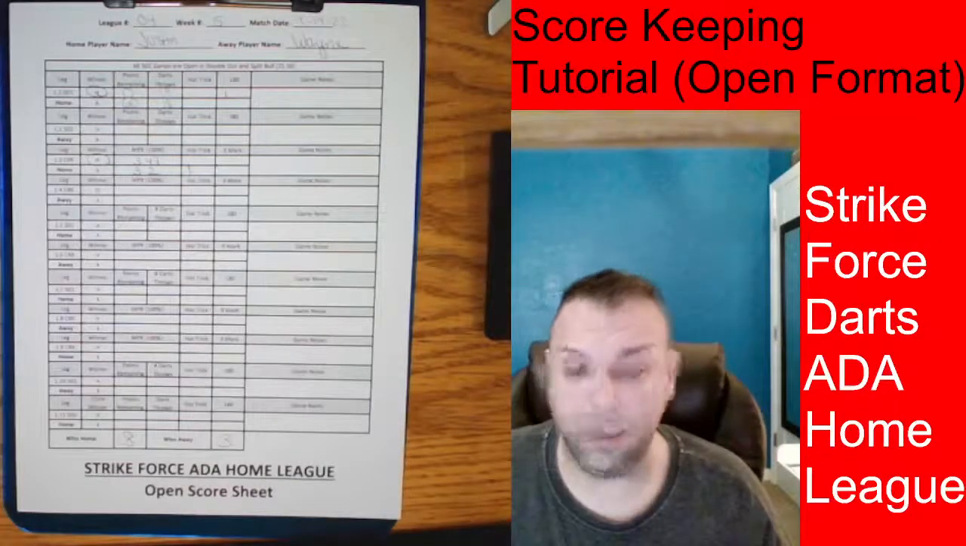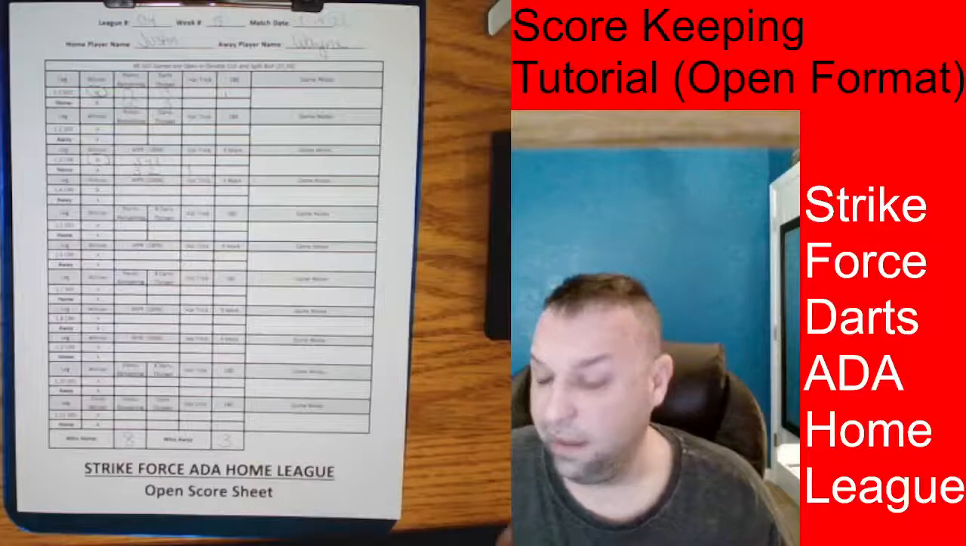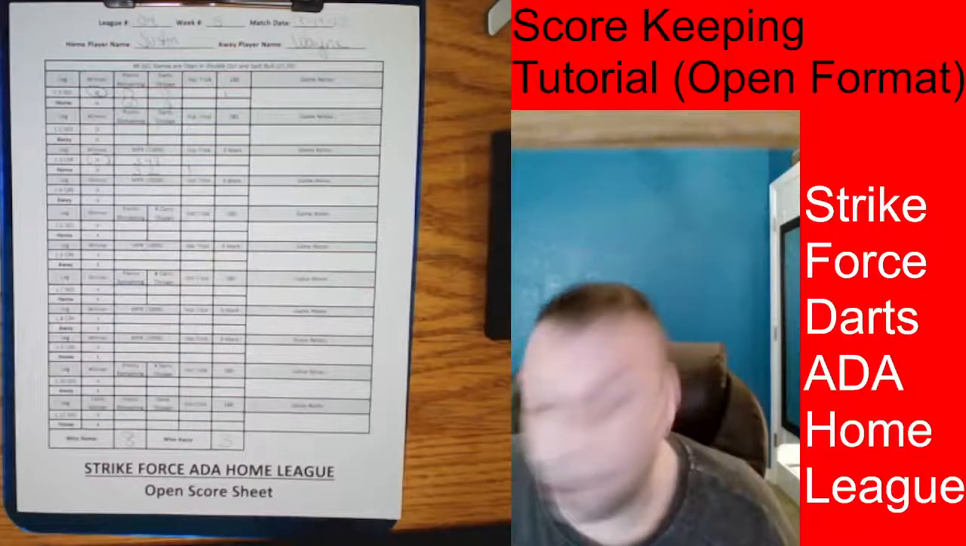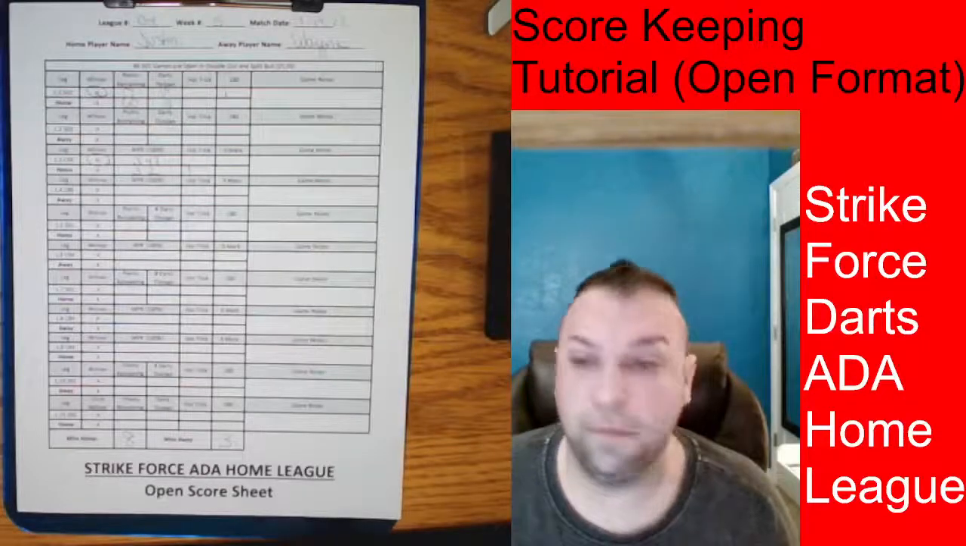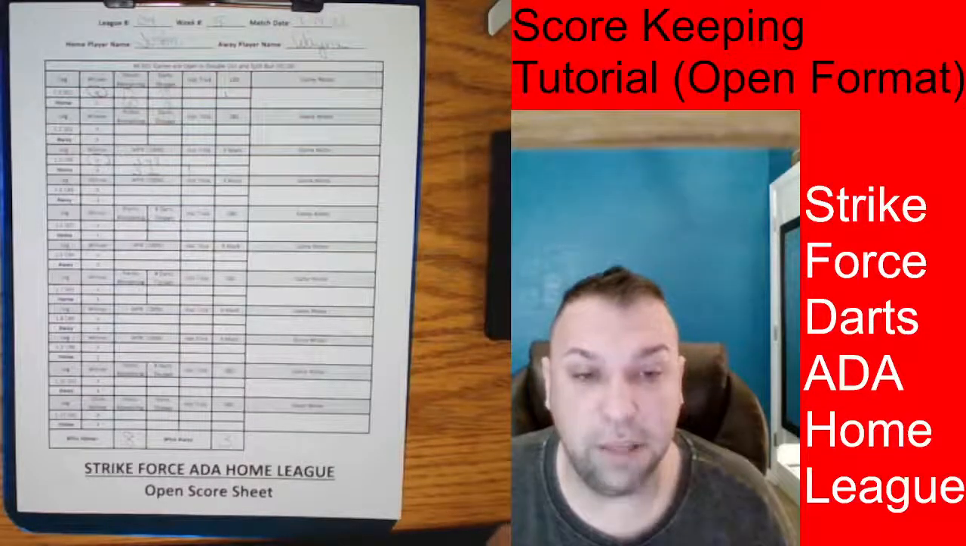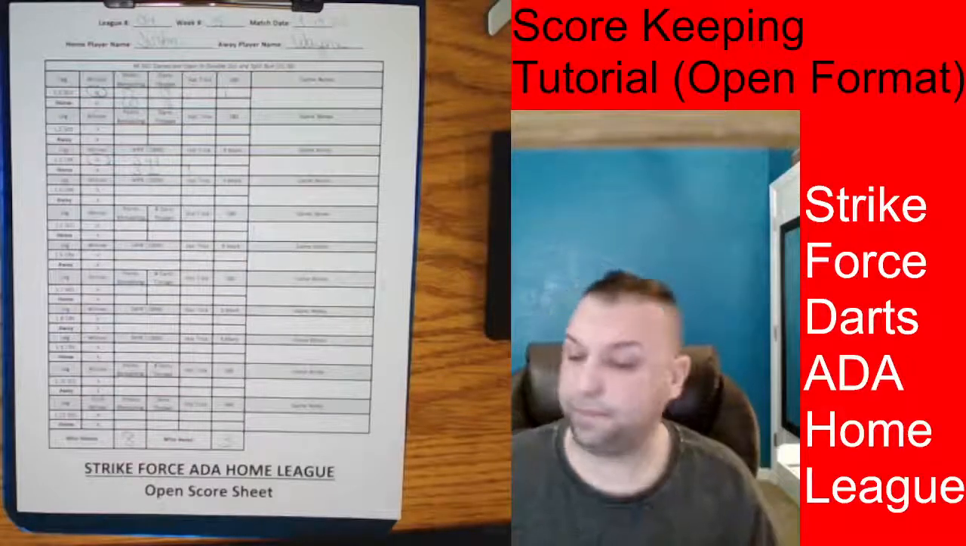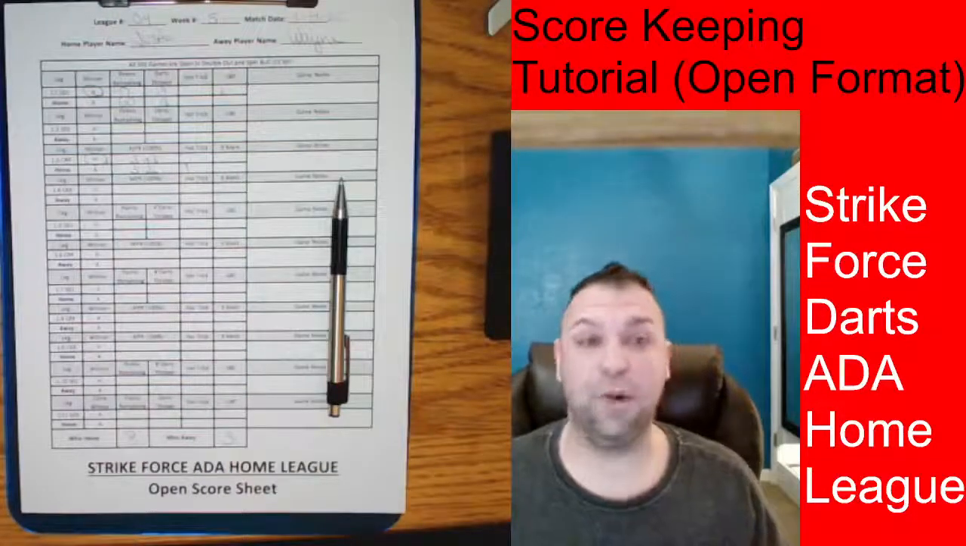Some people like to do it on their computer directly. Some people like to do it right on the scoring app directly. I don't recommend that. I recommend printing out these score sheets and using them during your match. It makes it way more simple, avoids mistakes, and all that. That's all I got for you for scoring for open format.